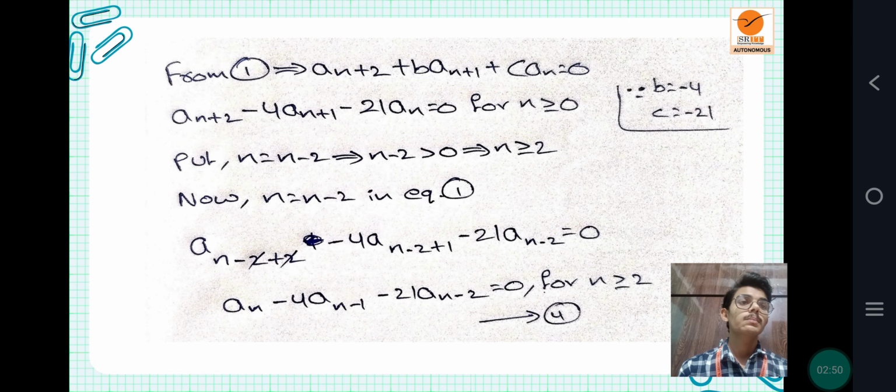Substitute b = -4, c = -21 in equation 1. Put n = n - 2 because n ≥ 0. Then we get a(n) - 4a(n-1) - 21a(n-2) = 0 for n ≥ 2. Let's consider this as equation 4.